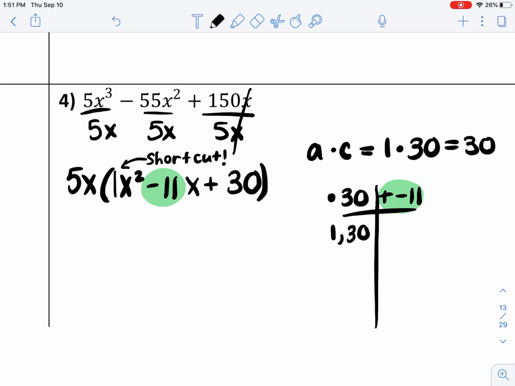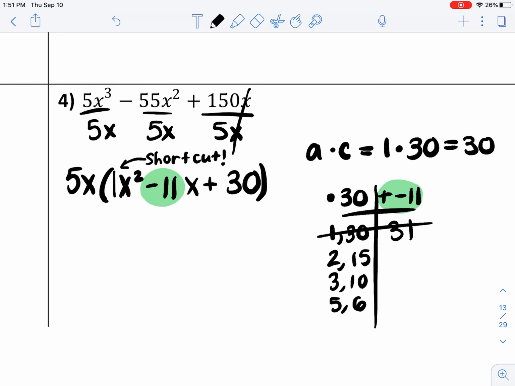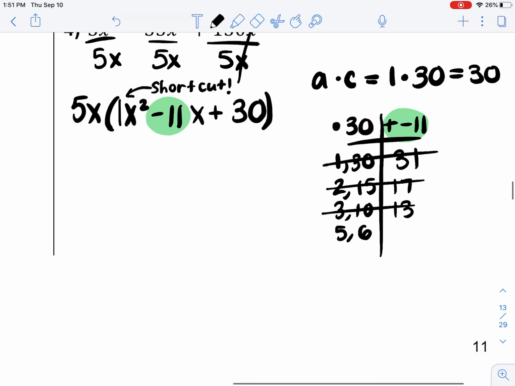So the factors of 30. I know 1 times 30, 2 times 15, 3 times 10, 5 times 6. 1 and 30 add to 31. 2 and 15 add to 17. 3 and 10 add to 13. 5 and 6 add to 11, but I need negative 11. So if this is backwards, I need this to switch. That means I need to switch both of these. So in order to get a negative 11, I need a negative 6 and a negative 5. It still works because negative times a negative still equals positive 30.